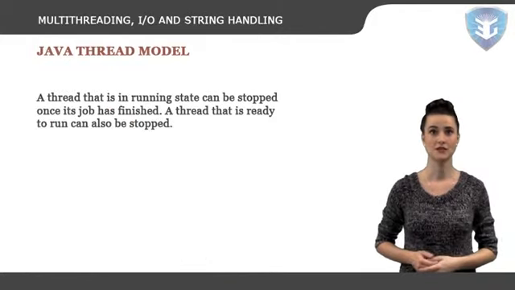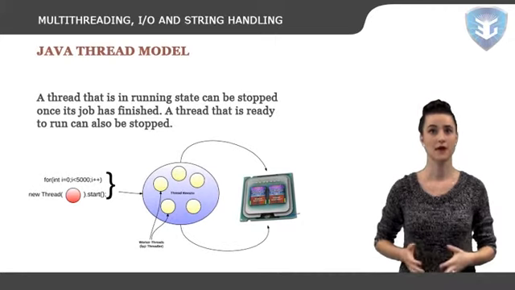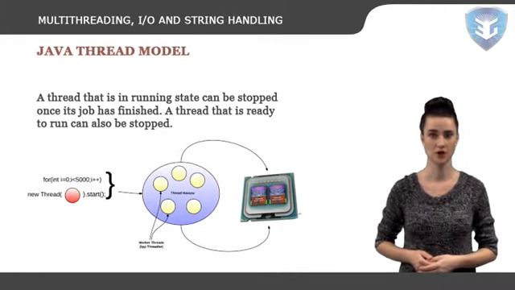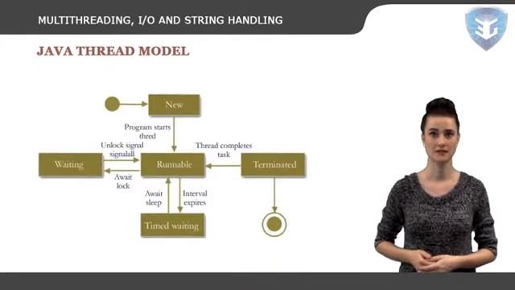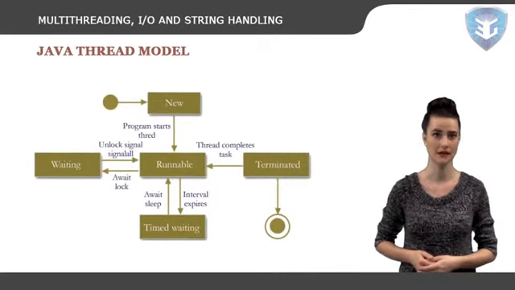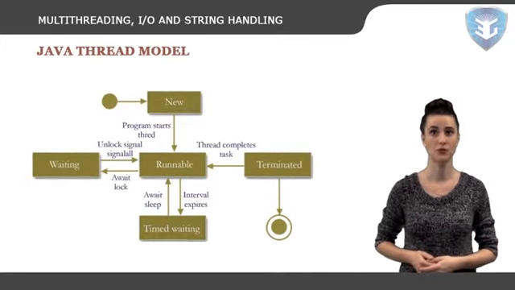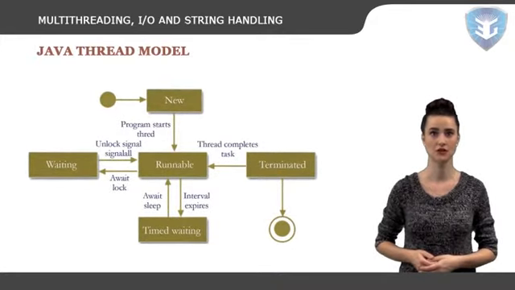A thread that is in running state can be stopped once its job has finished. A thread that is ready to run can also be stopped. A thread that is stopped enters the finished state. A thread that is in inactive state can either be resumed, in which case it enters the ready state again, or it can be stopped, in which case it enters the finished state. A thread has various stages during its thread model.